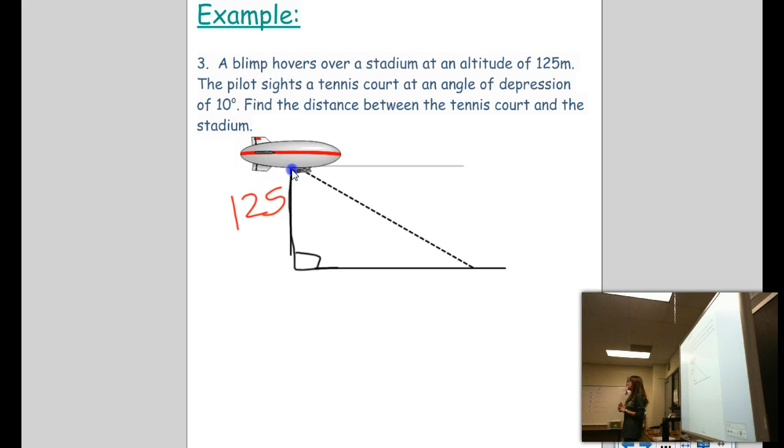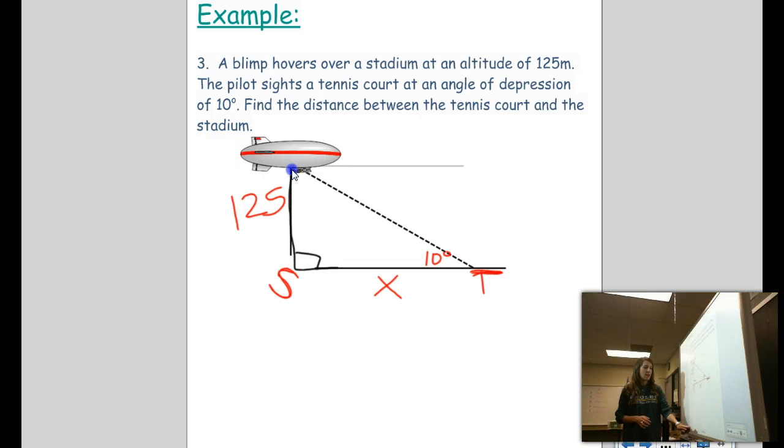Megan, where should I put the 10-degree angle? In the bottom. On the ground. Yep. Very good. It goes on the ground every time. And then what are we trying to find? Here's a stadium, by the way. I'm going to put S for stadium. Here's T. That's the tennis court. Where should I put X? Between the stadium and the tennis court, right? How far apart are they? Oh my goodness, what are we going to use?